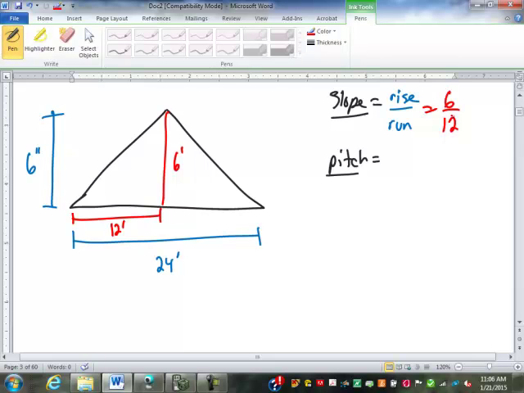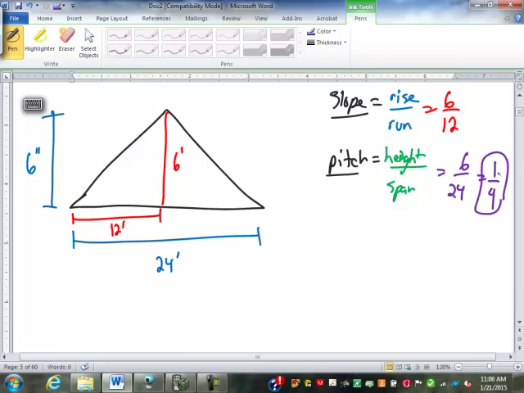A 6/12 slope and a 6/12 pitch are not the same. In fact, you don't have a 6/12 pitch. The pitch is height over span. So on this one, the height is 6 feet, the span is 24. That is a 1/4 pitch. Why is it different? Well, slope is commonly used to refer to trusses. When you have pre-built trusses for a roof, a 6/12 slope allows you to find angles, heel angles, butt cut angles and all those things very quickly from the slope.